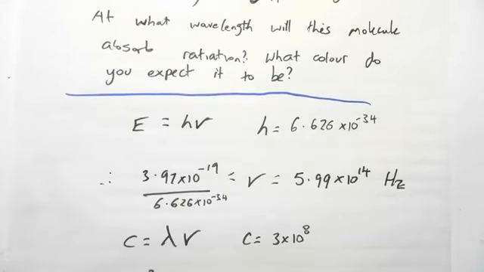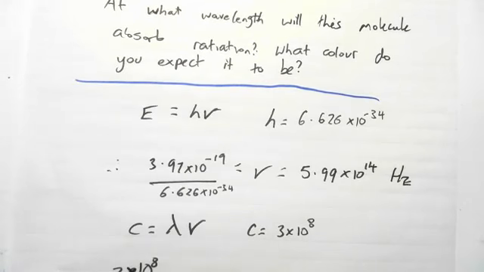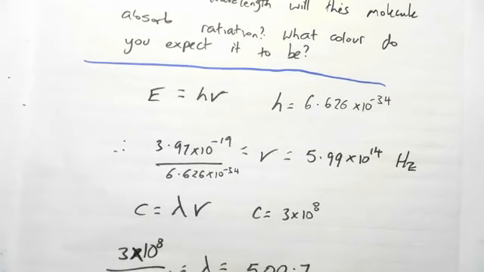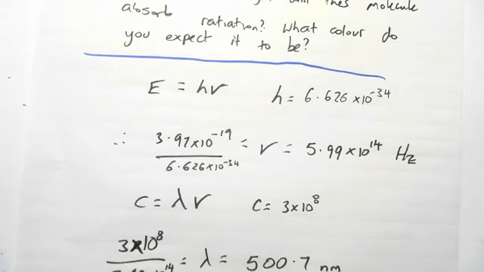Then you can calculate the wavelength. So the speed of light is equal to the wavelength times the frequency. Speed of light is 3 times 10 to the 8 meters per second. So you can do 3 times 10 to the 8 meters per second divided by 5.99 times 10 to the 14 hertz, which is equal to the wavelength, which is 5.007 times 10 to the minus 7 meters, which is 500.7 nanometers.